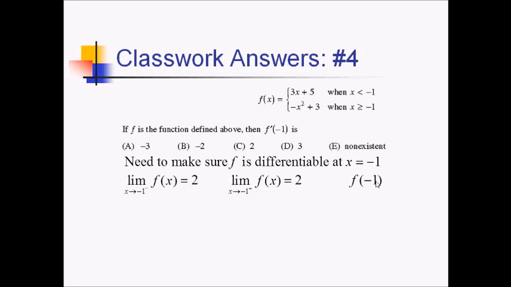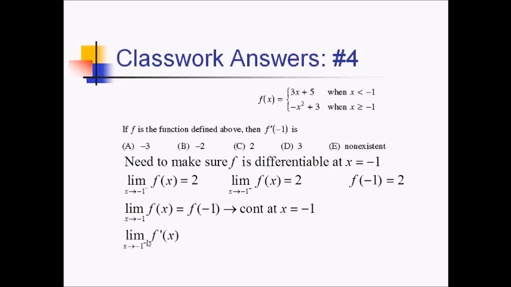F of -1, which we also need to verify continuity, is going to be this lower value that we get when we plug -1 in here again. So that's 2 again. We see that the two-sided limit as x approaches -1 and f of -1 do equal each other. So that means we're continuous at x equals -1. So let's keep going and figure out if the limit of the derivative exists.